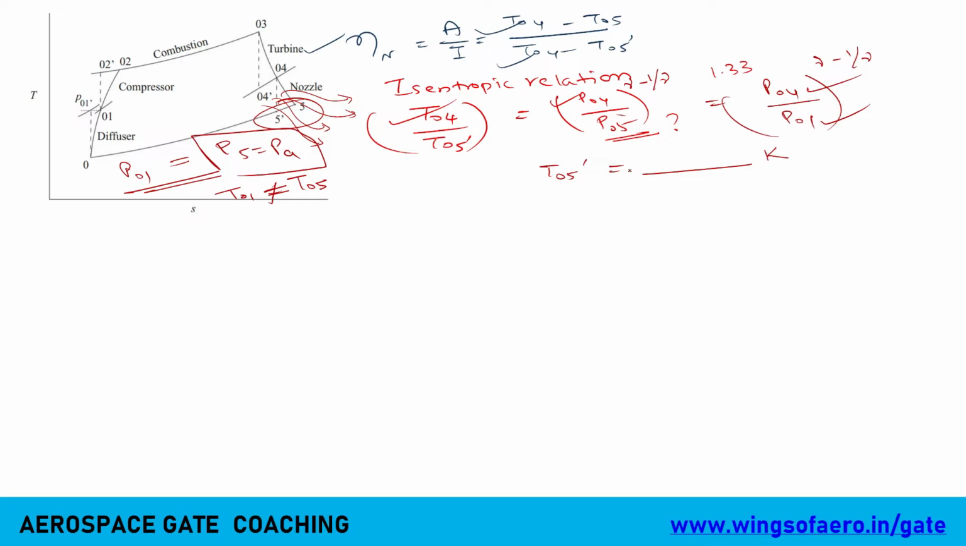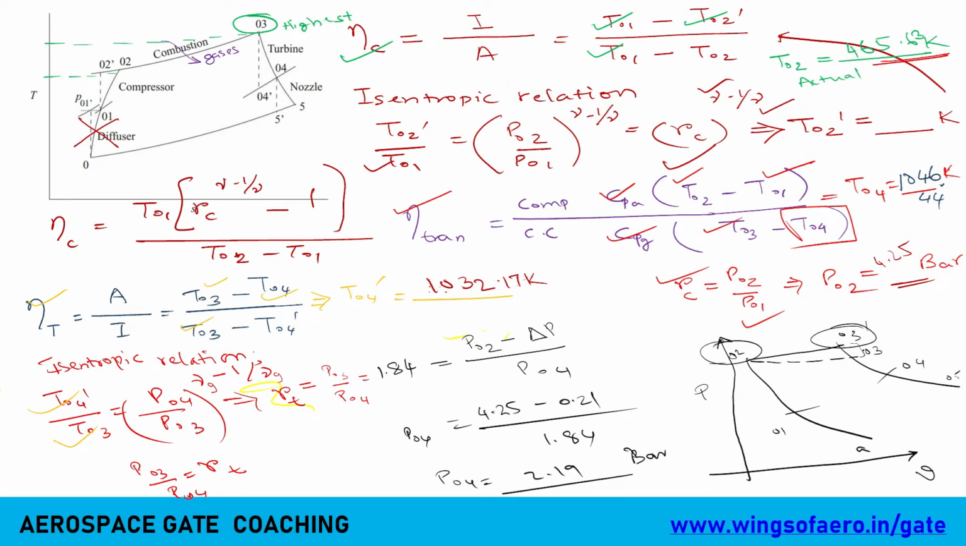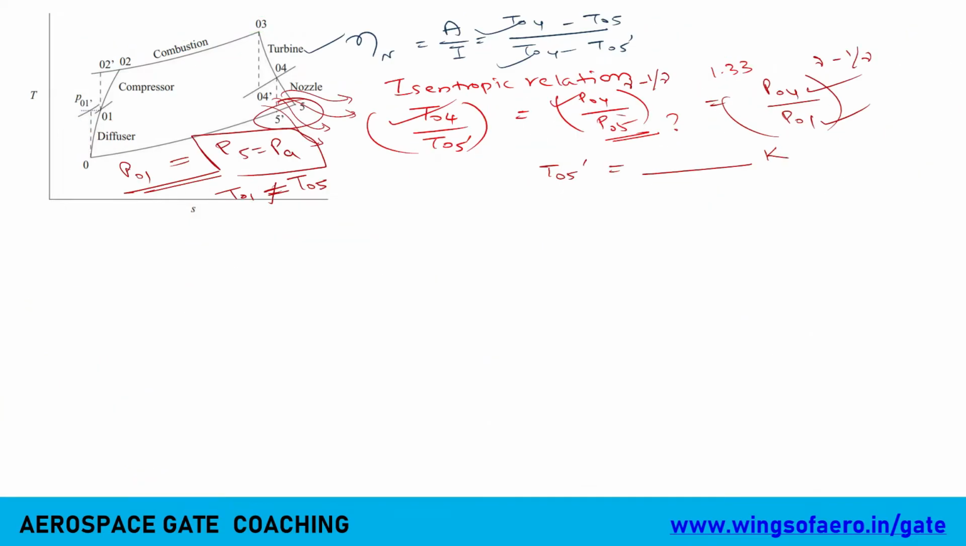Ma'am, in the last case, we have taken that T naught 4 prime by T naught 3 is equal to P naught 4 by P naught 3 the whole power gamma minus 1 by gamma. See, gamma minus 1 by gamma only, no? Ma'am, but here it will come gamma by gamma minus 1 in the next relation. Why so, dear?